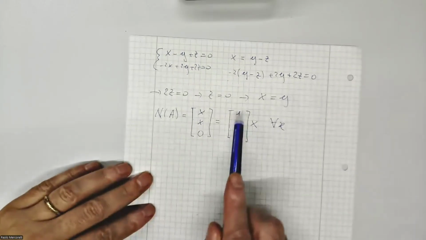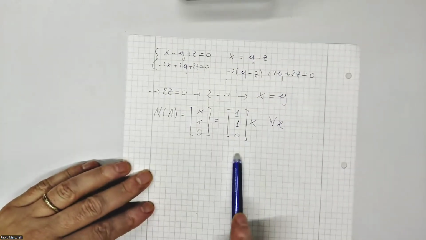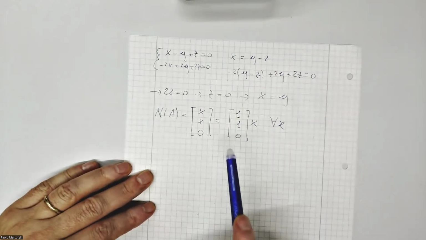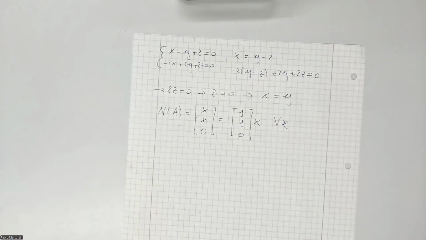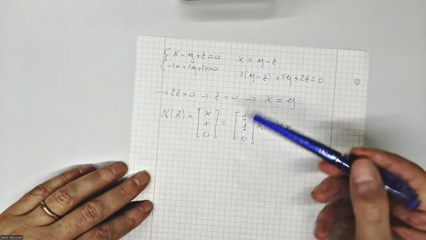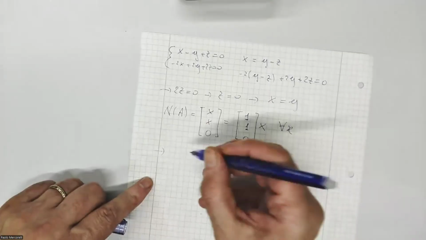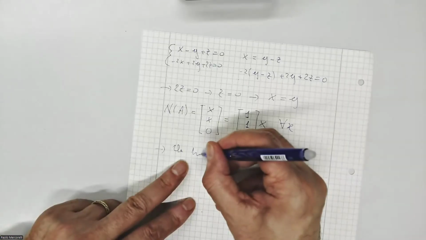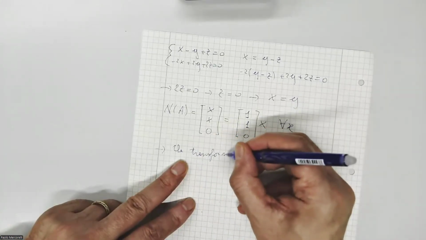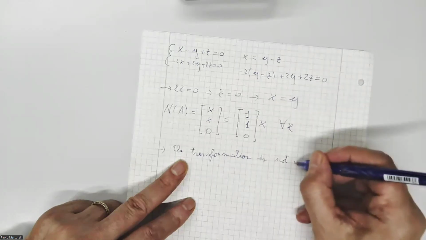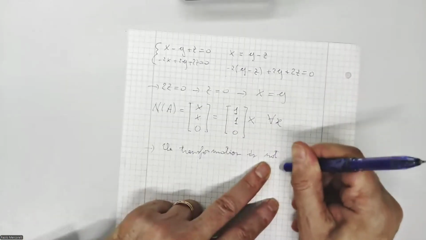We can see that the transformation is not injective, because the kernel is not just the element 0, 0, 0. You remember, the dimension of the kernel must be 0. It's not 0, because we have one dimension, this line. I can conclude that the transformation, which corresponds to the matrix, is not injective in accordance with the theory.